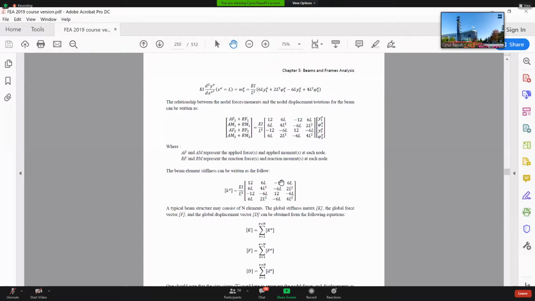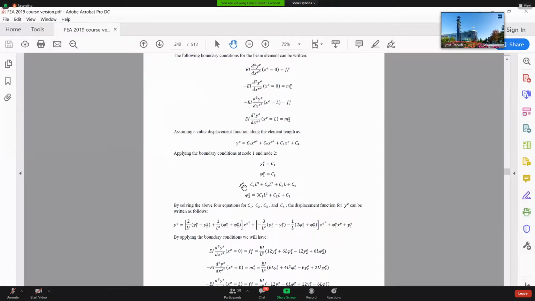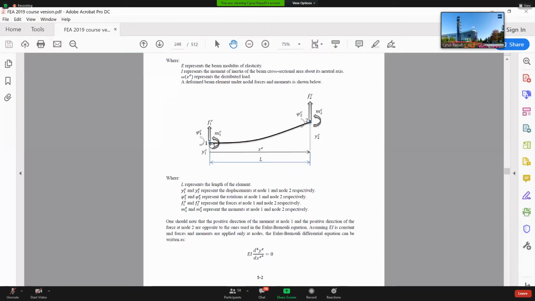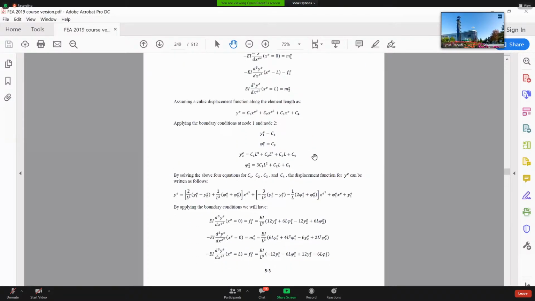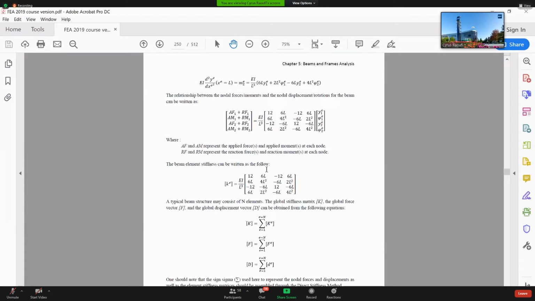The reason your element stiffness matrix is 4 by 4 is that for one element we have 2 nodes, and at each node we have 2 degrees of freedom. One is rotation and one is displacement. Then 2 nodes times 2 degrees of freedom, you will end up with a 4 by 4 matrix. And that represents the element stiffness matrix for a beam, but a 2D planar beam. We are not talking about a 3D beam element yet.